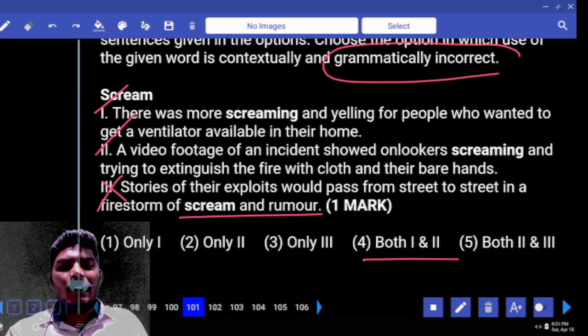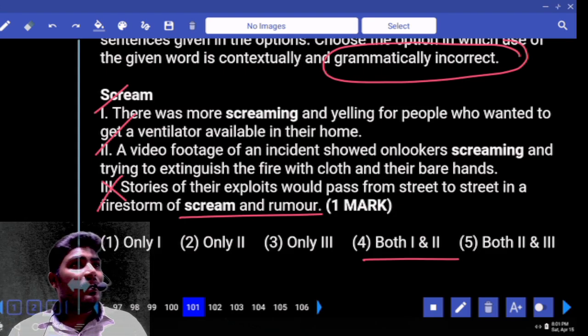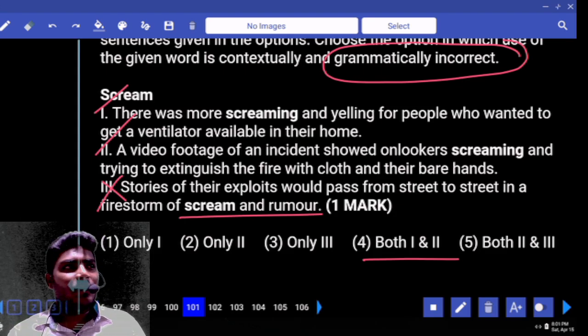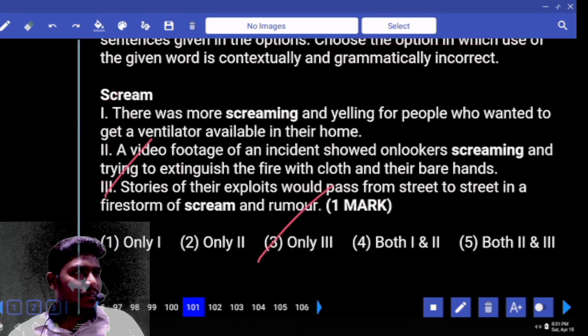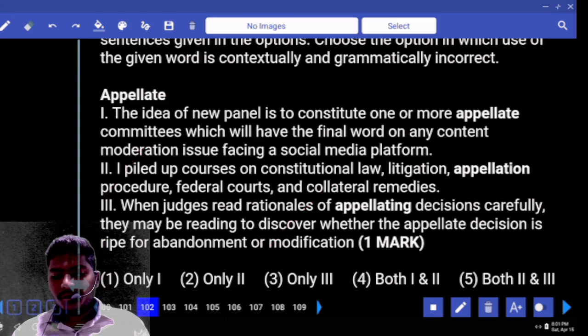What is given on the top? You have to find the incorrect ones. Direction is all important. What are the incorrect ones only? Third one. That is the answer. Next one.